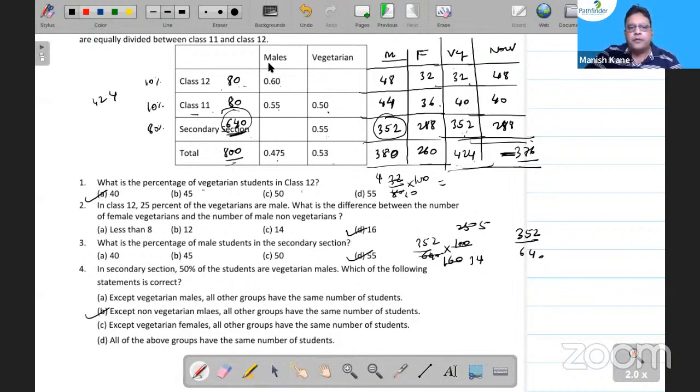I hope you're able to understand how to solve this question. So with this, we come to an end of this particular section, and we come to an end of this particular live class.